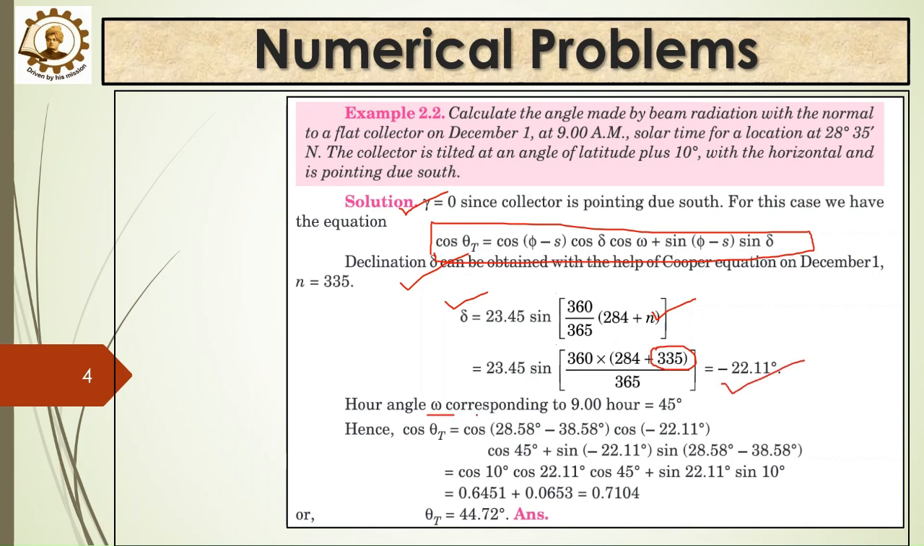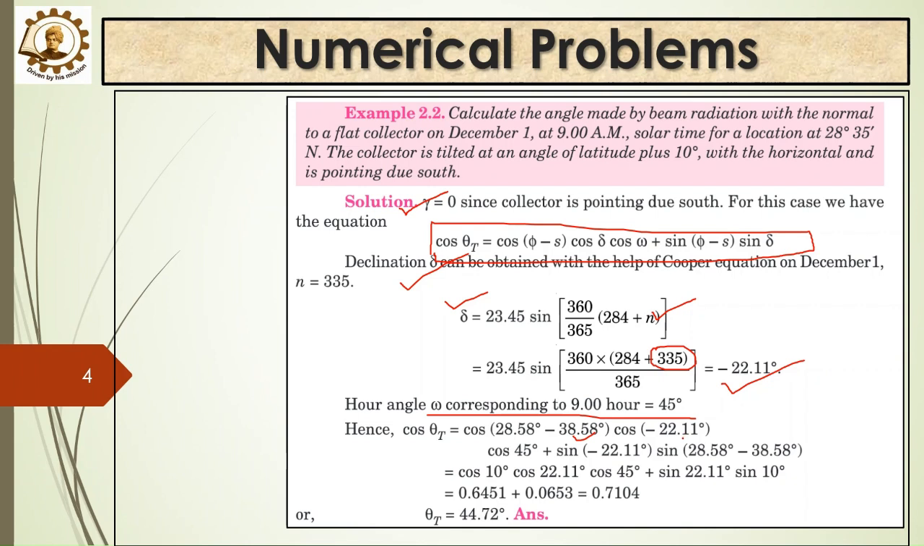Our angle corresponds to 9 hour. For 9 hour, the hour angle will correspond to 12 minus 9, that is 3 into 15 degree, that is 45. Now we put all the values. Phi is the latitude, so 28 degree 35 minutes is converted to 28.58 degree, with 1 degree being 60 minutes. And the value of s, that is slope, is tilted at an angle latitude plus 10 degrees, so just add 10 to the latitude.